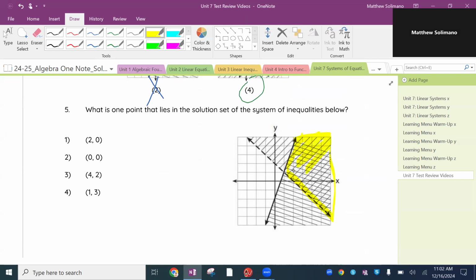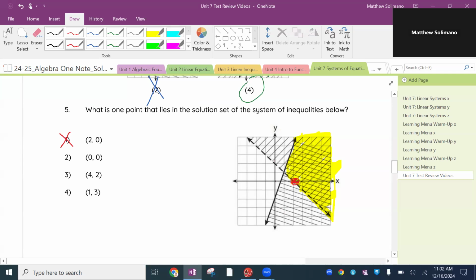So anything in here is going to be in this solution set. And remember, if it's on a dotted line, it's not in the solution set. If it's on a solid line, it is in the solution set. So let's check. 2, 0, right? 1, 2, 0. That would be on the dotted line there. So it is not in the solution set because it is on the dotted line. And remember, it's not equal to that line.